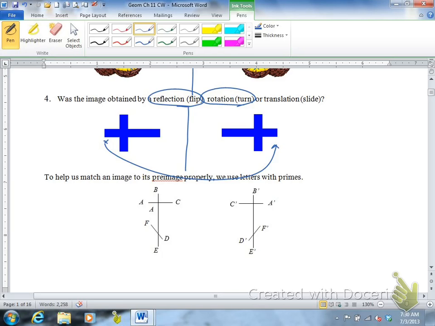Is it a translation? No, it's not a translation. For a translation, this part of the cross is always going to be on the left, and it's been reflected or rotated to the other side. So it's not a translation.